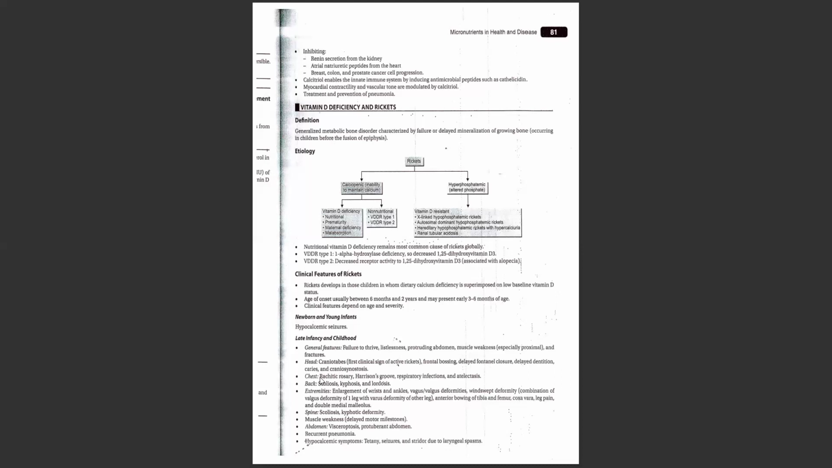These are the head features. The chest features are the rachitic rosary, because of the swelling of the costochondral junction. There will be prominence and beading of the anterior chest wall. That is called the rachitic rosary. Then we have Harrison's groove: there will be a depression at the attachment of the diaphragm to the chest wall. And we have respiratory infections and atelectasis. These are the chest features.